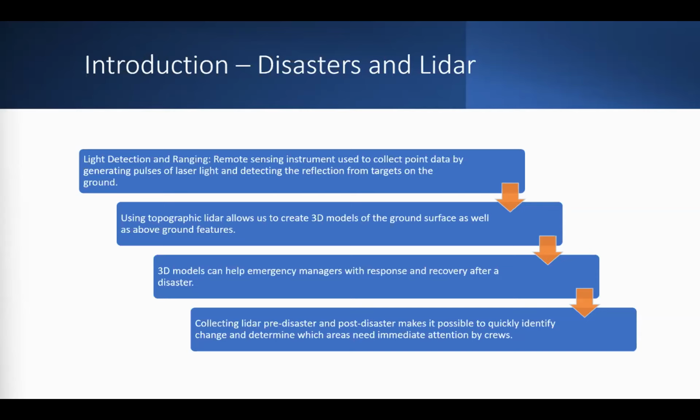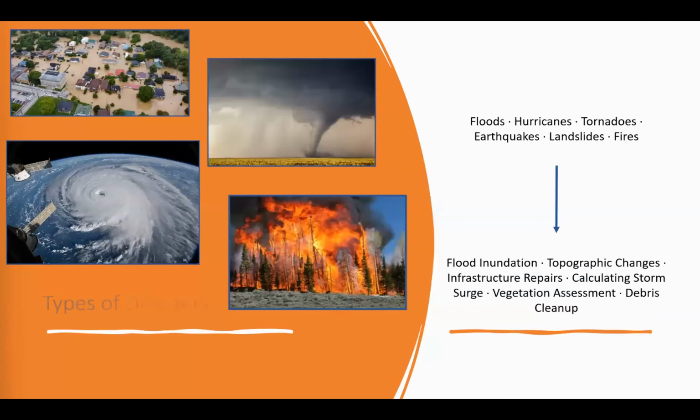By having a base LiDAR layer collected of an area prone to disasters before a disaster strikes, it can be possible to quickly identify the change between the two data sets and mark areas that have been destroyed or altered. Data gathered with LiDAR can be used for a number of natural disasters, including floods, hurricanes, tornadoes, and earthquakes. This data allows us to map flood inundation, topographic changes, infrastructure repairs, and calculate storm surge, among others.